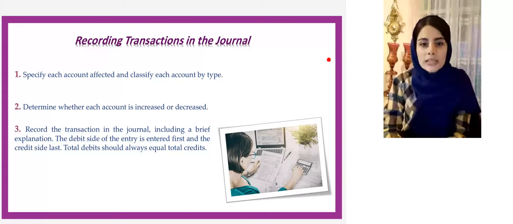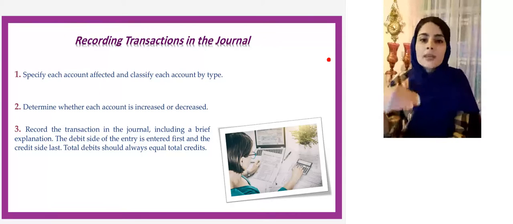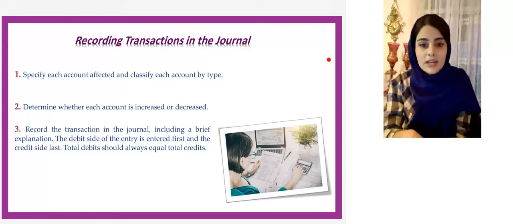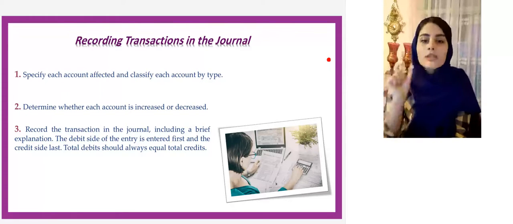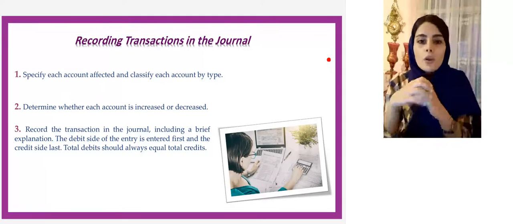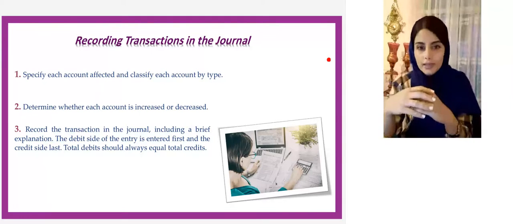Accountants record transactions first in the journal, and journalizing has 3 steps. Specify each account affected and classify each account by type. Determine whether each account is increased or decreased. Record the transactions in the journal, including a brief explanation. The debit side should be entered first and the credit side last. Total debits should always equal total credits.